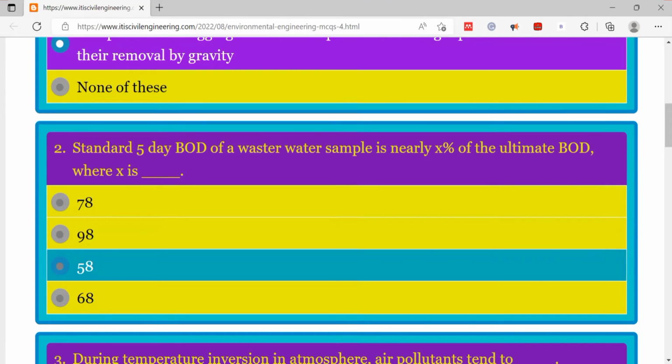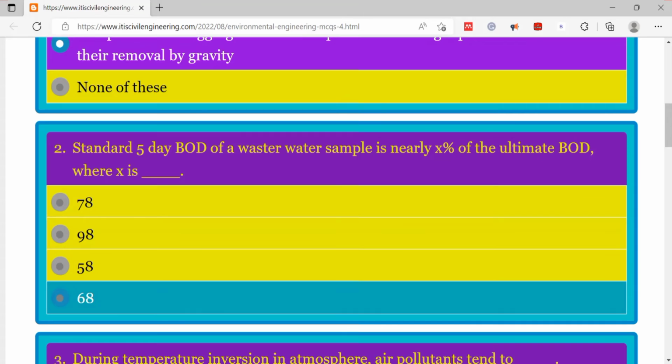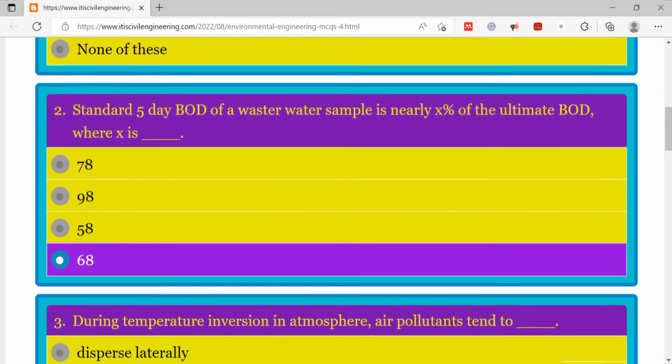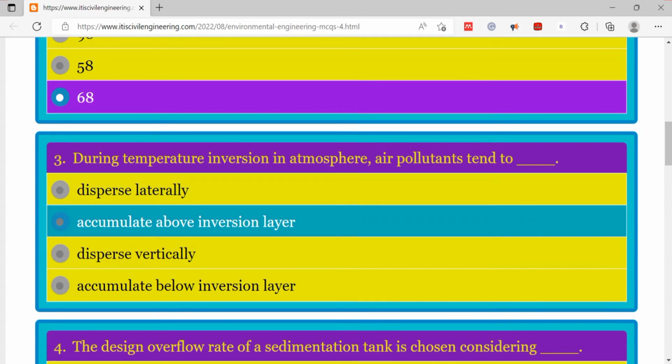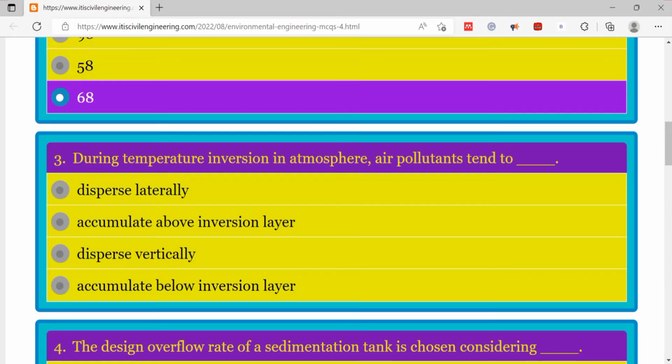Standard 5-day BOD of a wastewater sample is nearly X% of the ultimate BOD. Now here this X is 68. That is, the standard 5-day BOD of a wastewater sample is nearly 68% of the ultimate BOD. During temperature inversion in atmosphere, air pollutants tend to dash. Then, during temperature inversion in atmosphere, the air pollutants will tend to accumulate below the inversion layer.